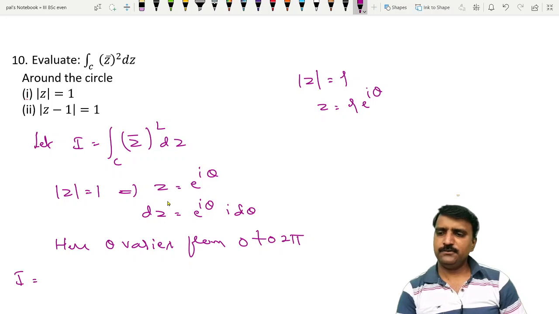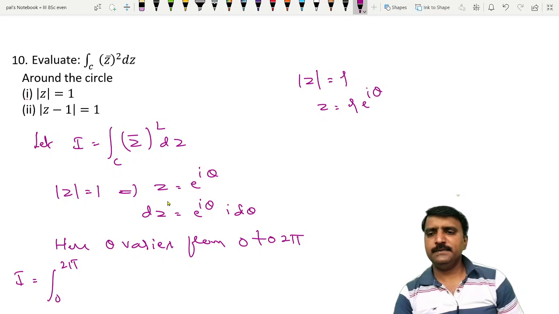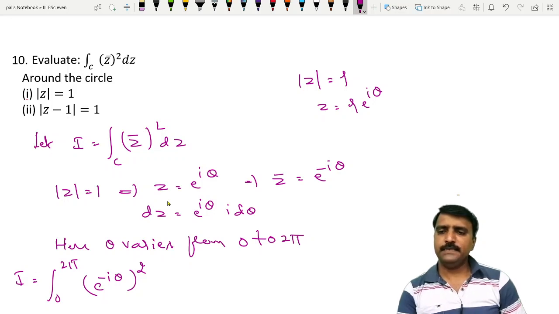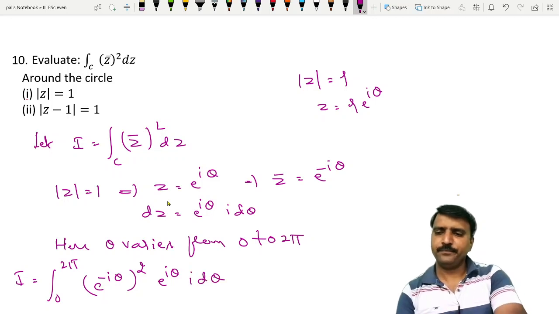So I is equal to integration from 0 to 2 pi. z is e power i theta, so its conjugate z bar is e power minus i theta. So z is e power i theta, which implies that z bar is equal to e power minus i theta. We substitute that here: e power minus i theta whole square, since it is z bar square, and dz is e power i theta into i into d theta.